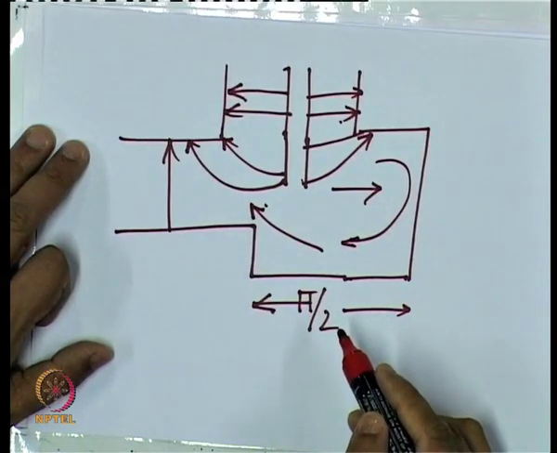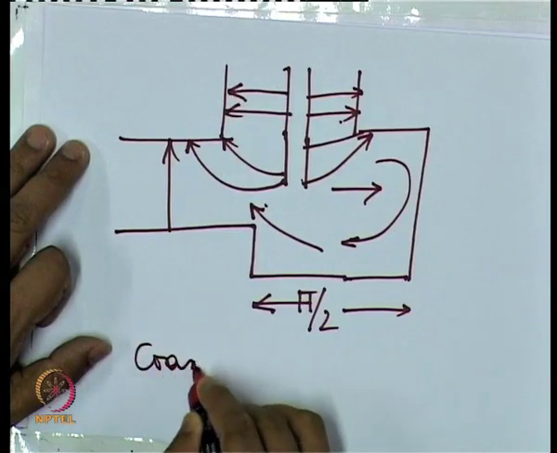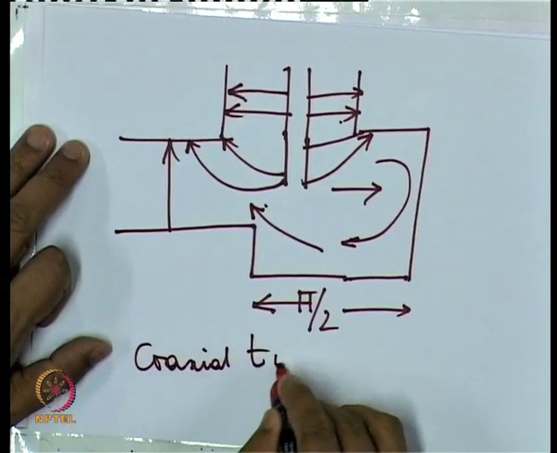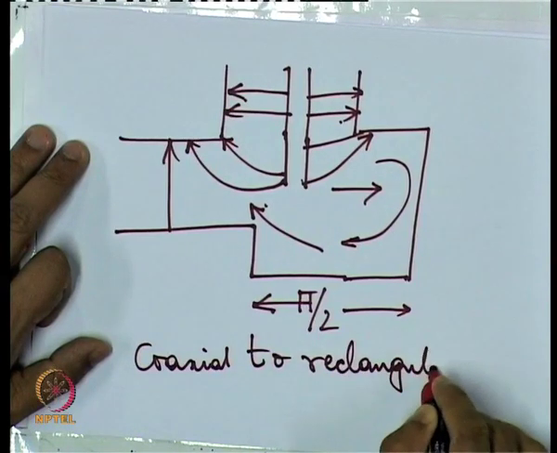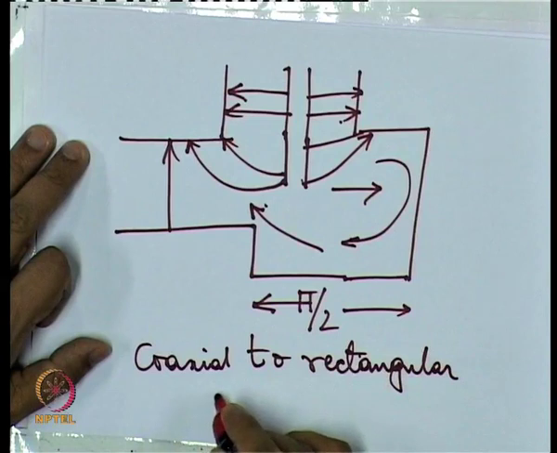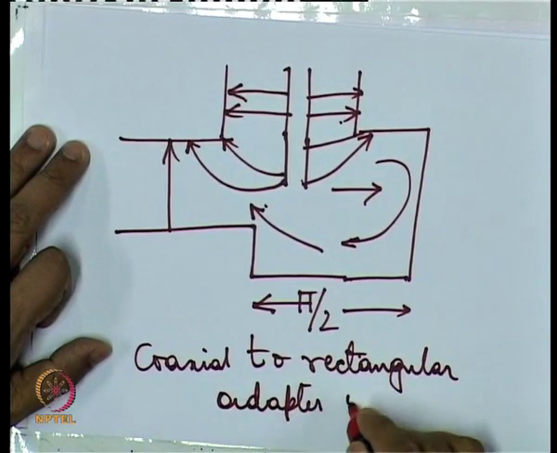So, this is how this is a coaxial to rectangular adapter or transition.